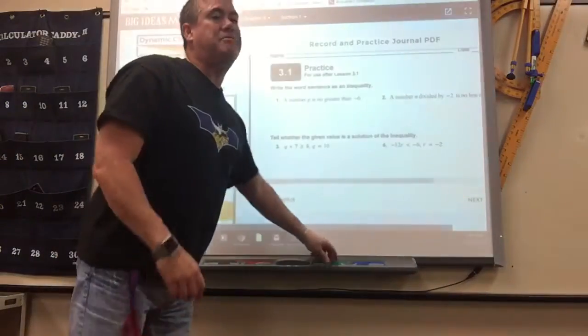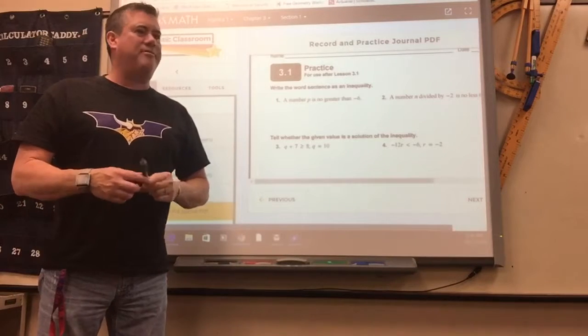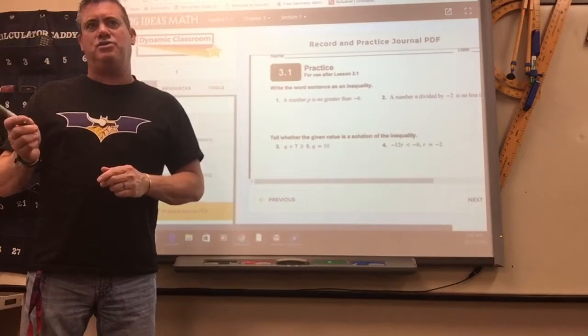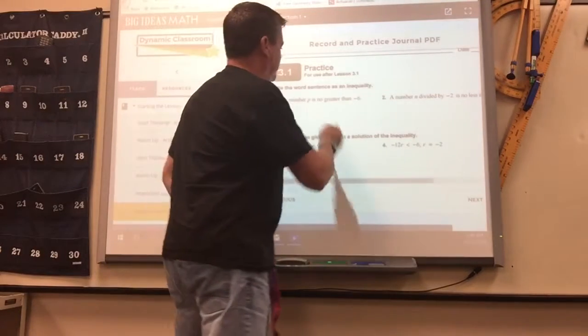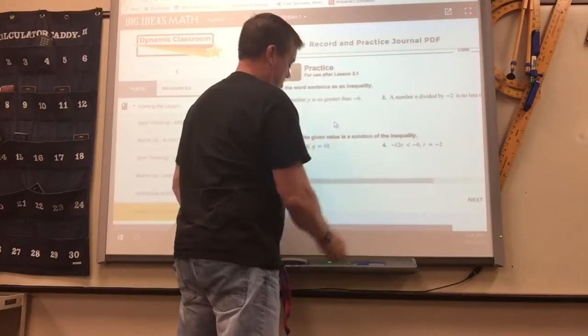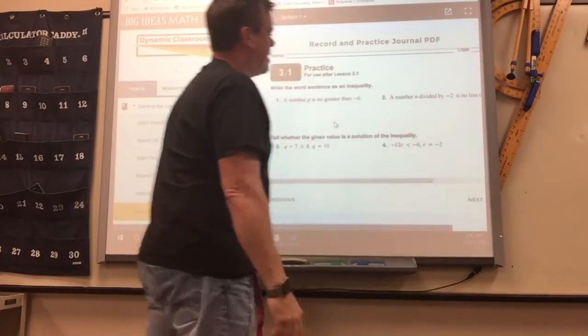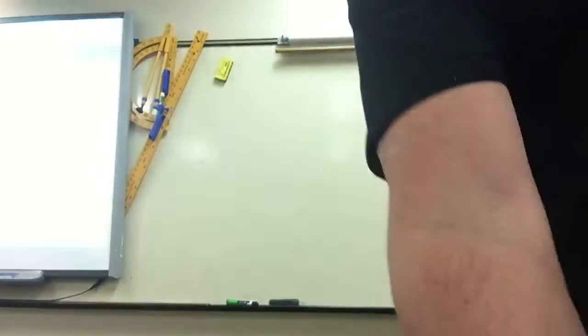This chapter now is not in your book, so I printed out the sheets for you. It is all inequalities. Inequalities are greater than, less than, greater than or equal to, less than or equal to.